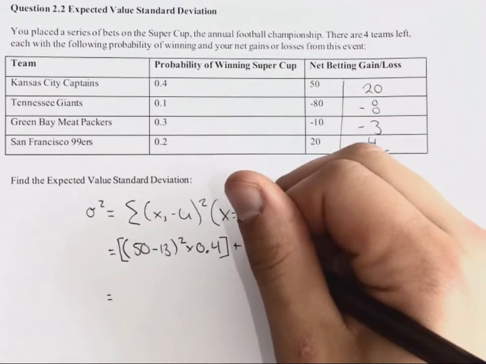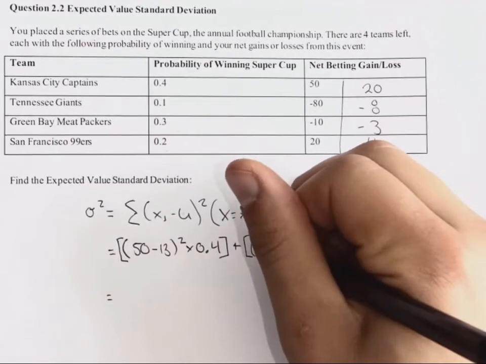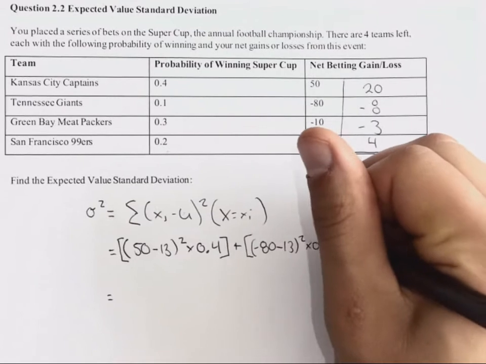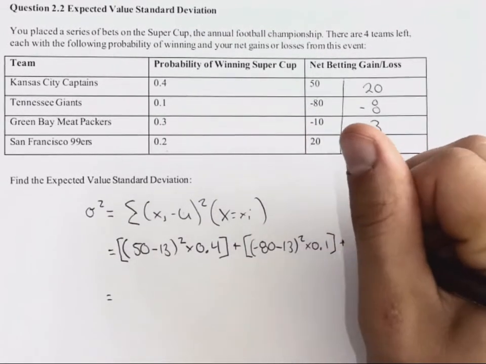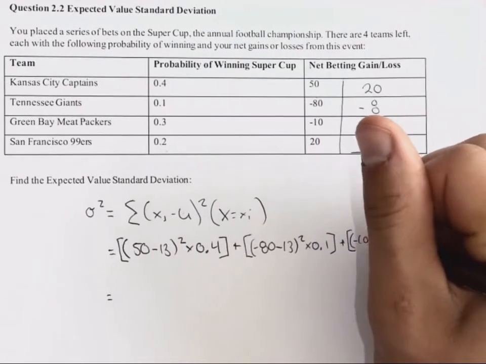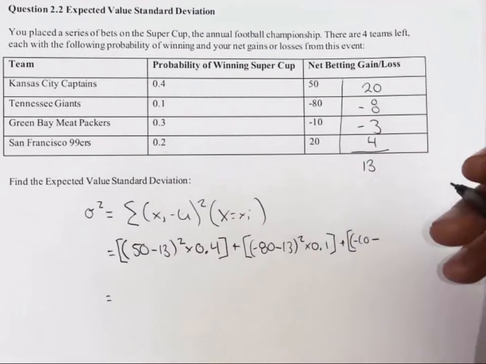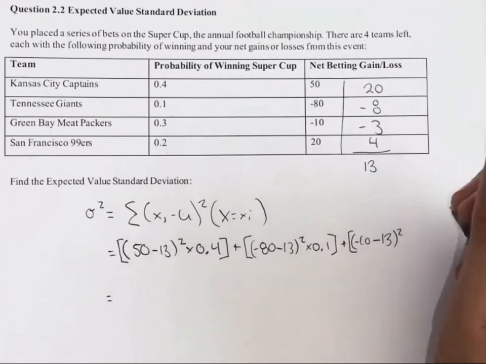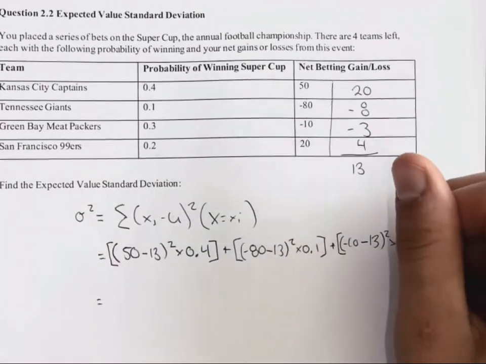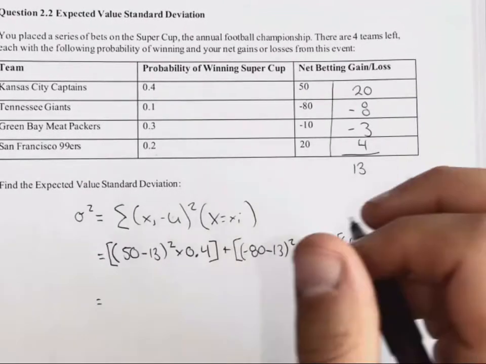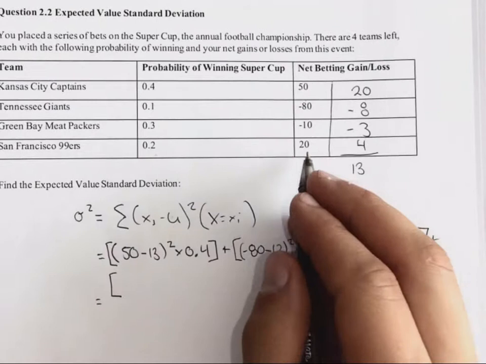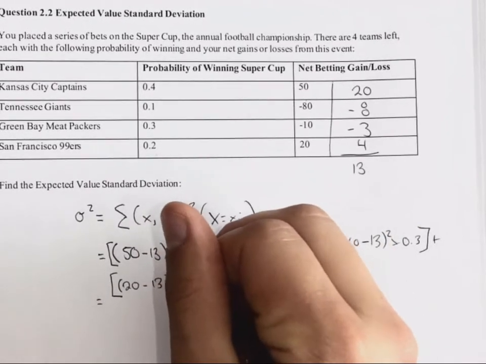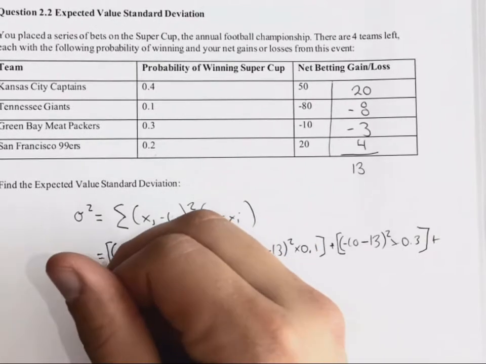So now we would have negative 80 minus 13 squared multiplied by 0.1, plus negative 10 minus 13 squared times 0.3, plus 20 minus 13 squared times 0.2, and we'll just move this down a little bit.